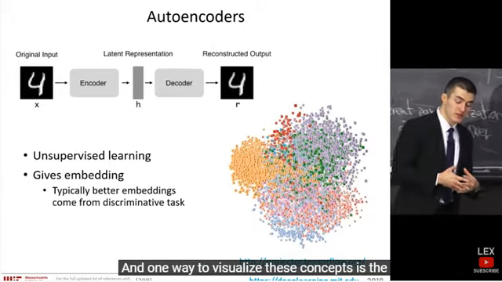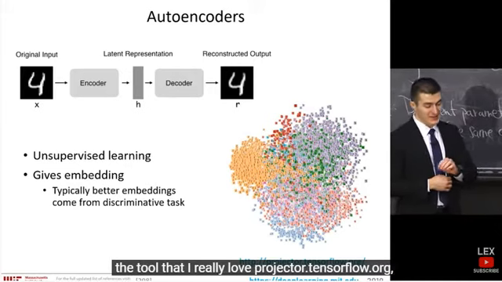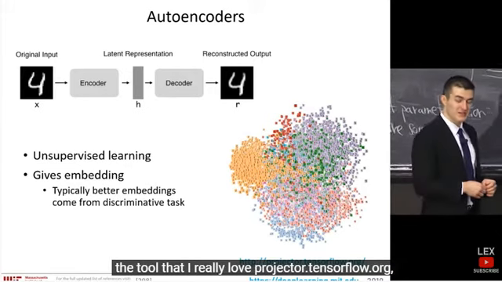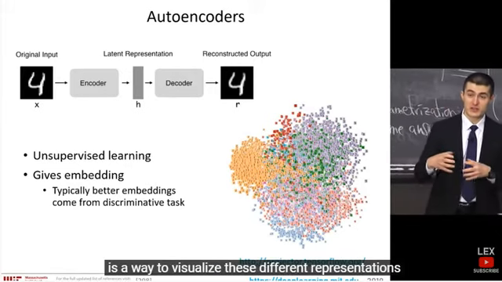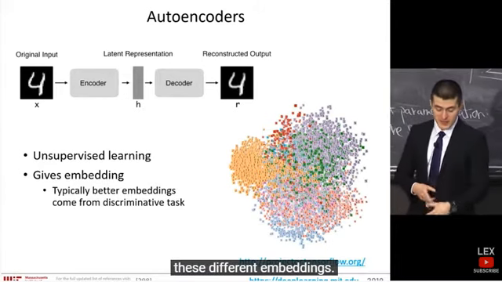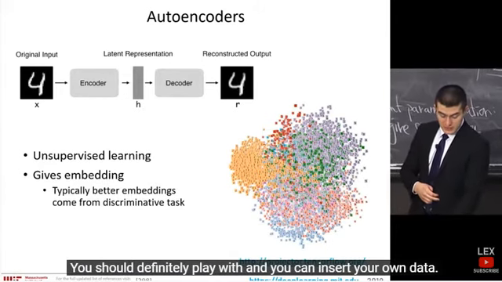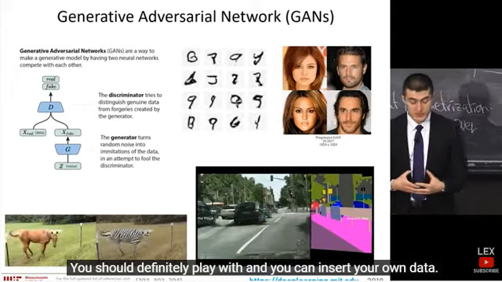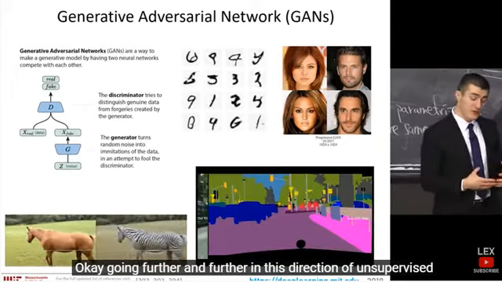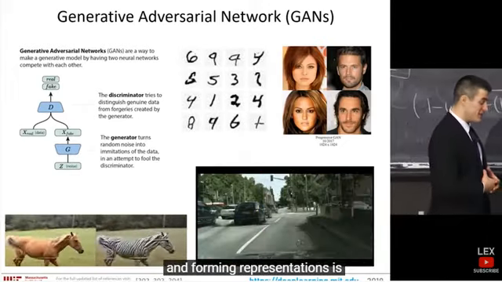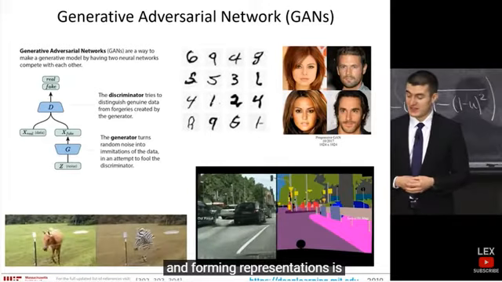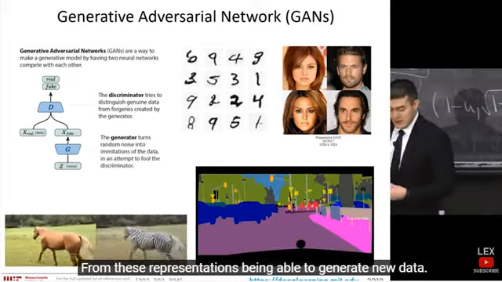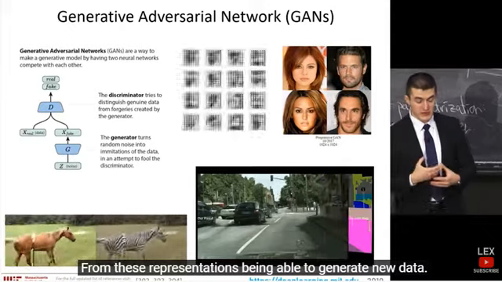And one way to visualize these concepts is a tool that I really love, projector.tensorflow.org, which is a way to visualize these different representations, these different embeddings. You should definitely play with it, and you can insert your own data. Okay, going further and further in this direction of unsupervised learning and forming representations is generative adversarial networks, from these representations, being able to generate new data.